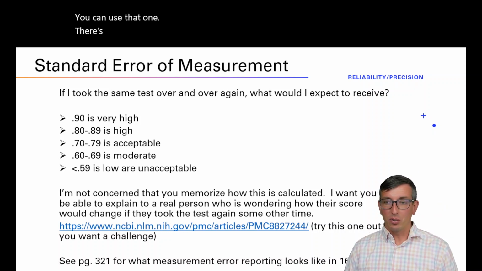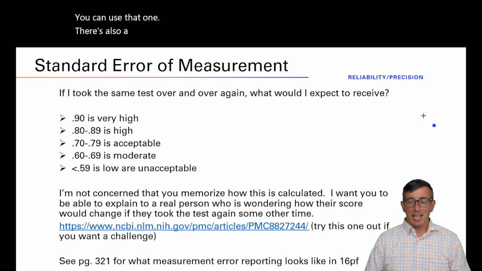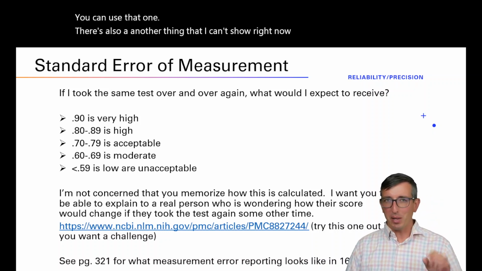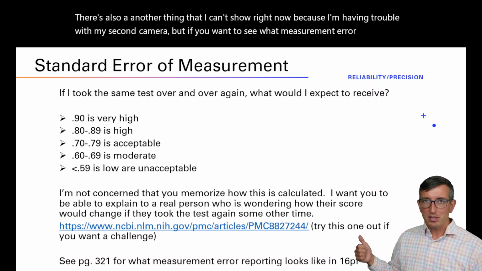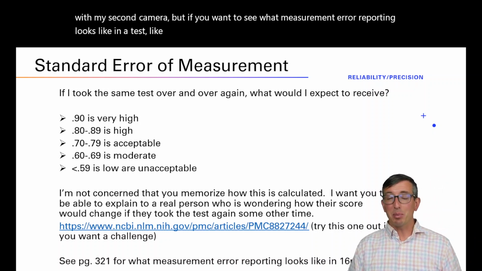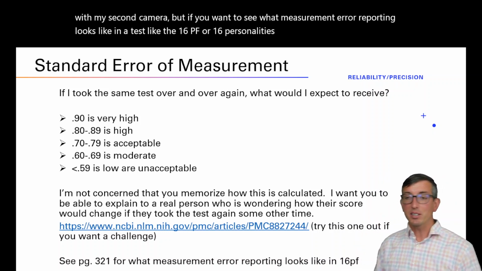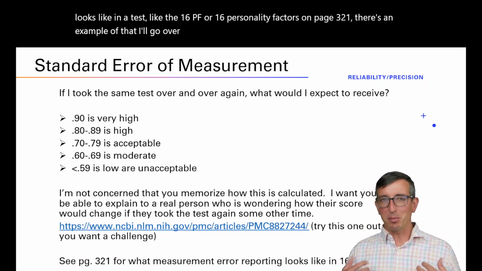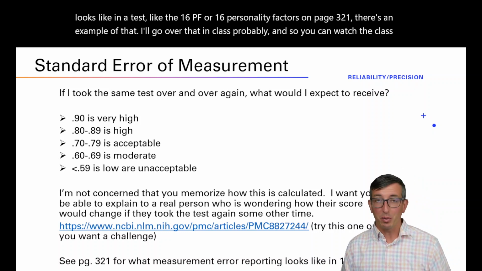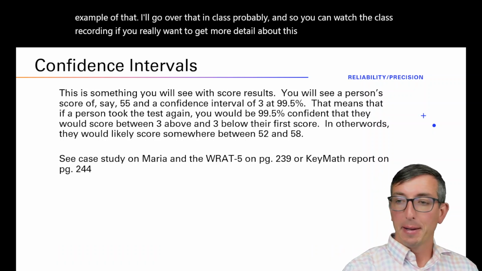There's also another thing that I can't show right now because I'm having trouble with my second camera. But if you want to see what measurement error reporting looks like in a test like the 16 PF, or 16 personality factors, on page 321, there's an example of that. I'll go over that in class probably, and so you can watch the class recording if you really want to get more detail about this.